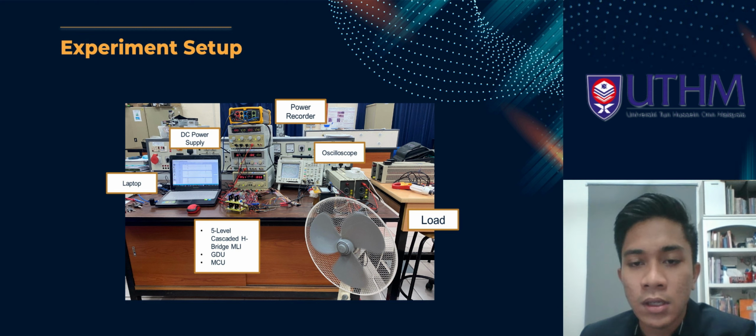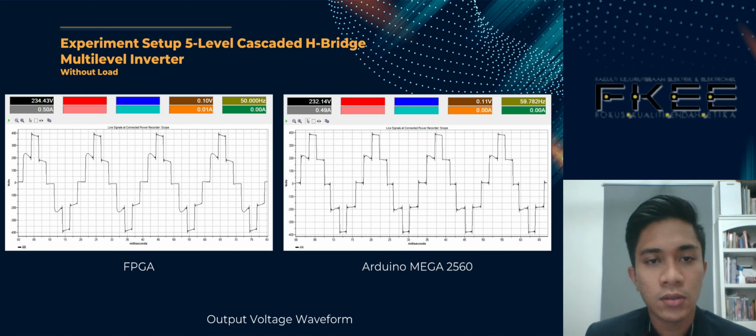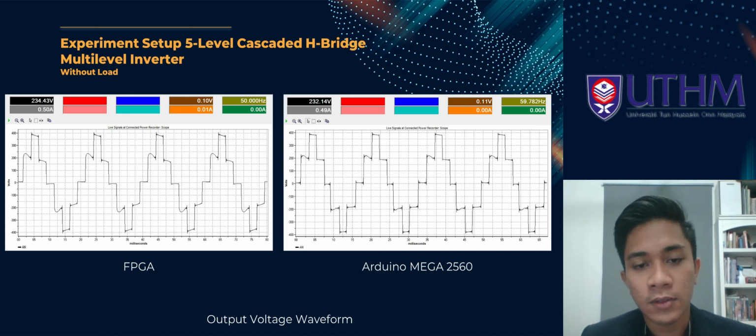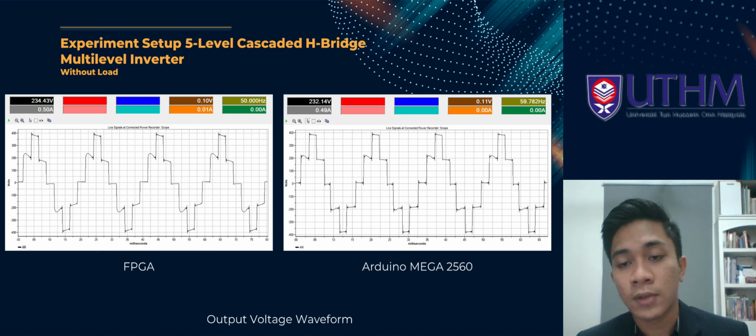And the most important is the 5-level Cascaded H-bridge multilevel inverter circuit, and we have the gate driver unit and the microcontroller unit. So this is the experiment result. We have two results here, the first one is by using FPGA, and the second is by using the Arduino Mega 2560.